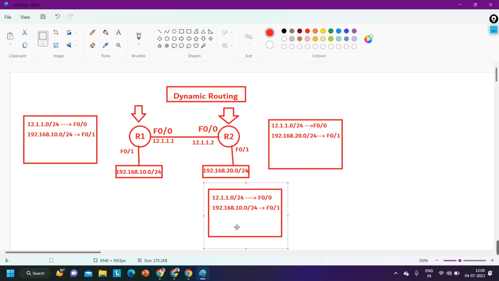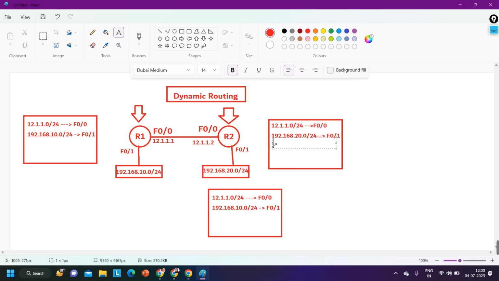192.168.10.0. Yes or no? Because router 1 has their routing table shared to router 2. In the routing table of router 1, which router 2 has received, there is one network which is indirectly connected. Yes or no? Yes. So it will learn that network in its routing table, 192.168.10.0/24, and I am learning this network on the F0/0 interface. It will make one more entry in its routing table.